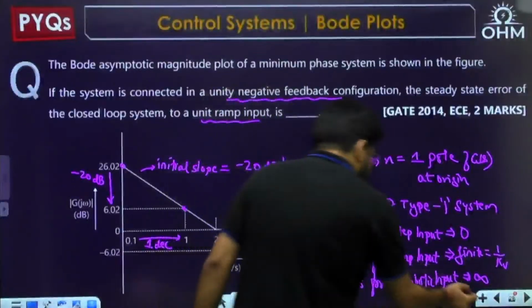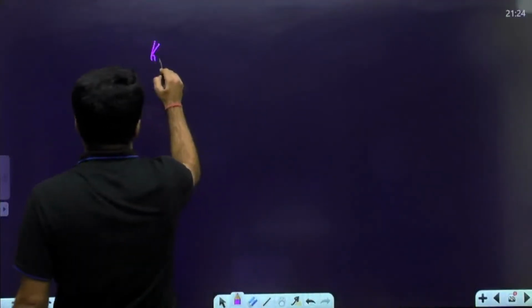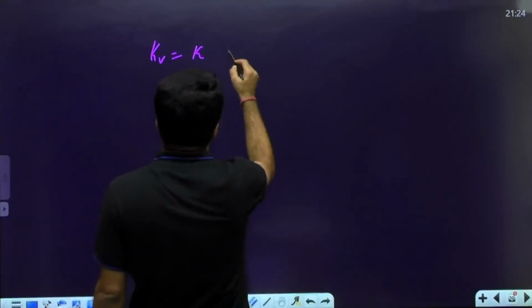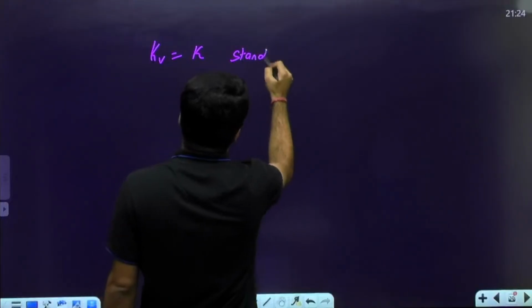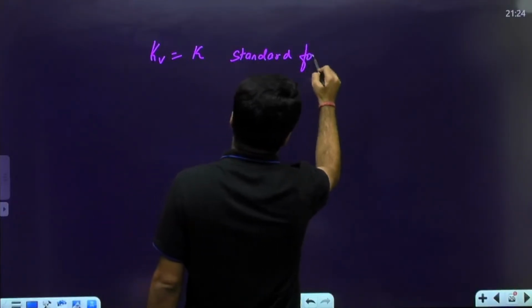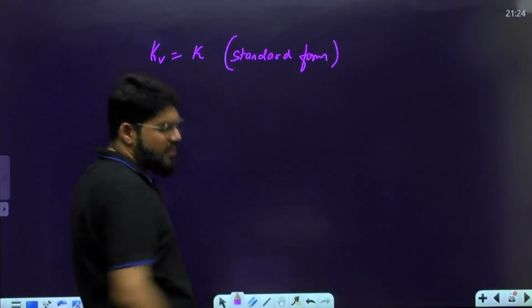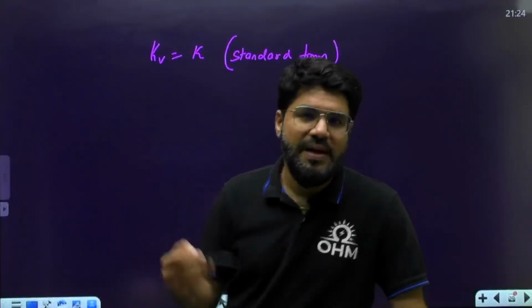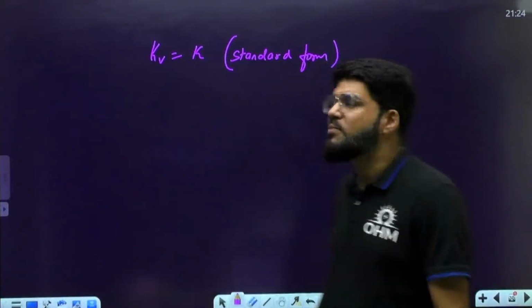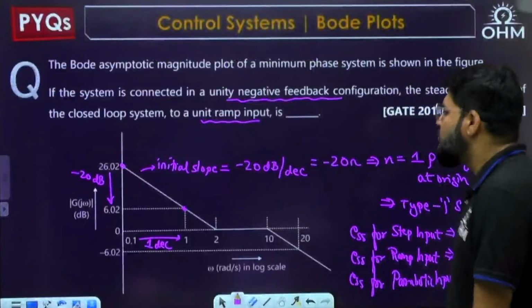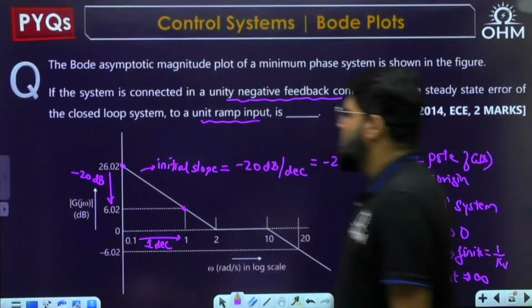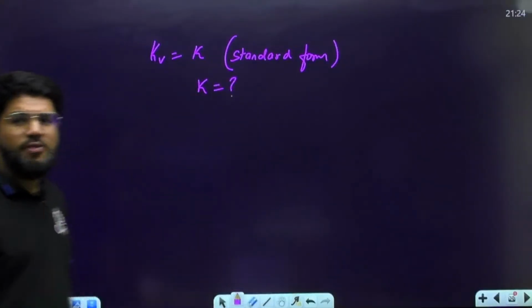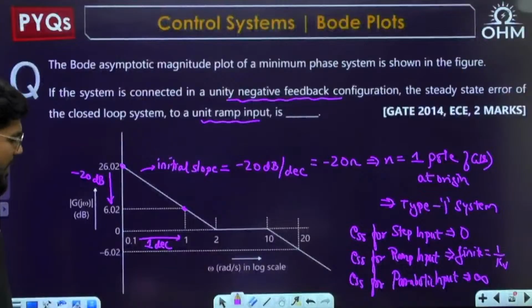And what is kV? kV is equal to k in the standard transfer function, the k of the standard form. And the Bode plot, as I told you, will usually be sketched by considering the standard form. Standard form means time constant form. So what is the value of k? Can you find the value of k? We need kV, which is equal to k. That means I need the value of k. How do you find k?